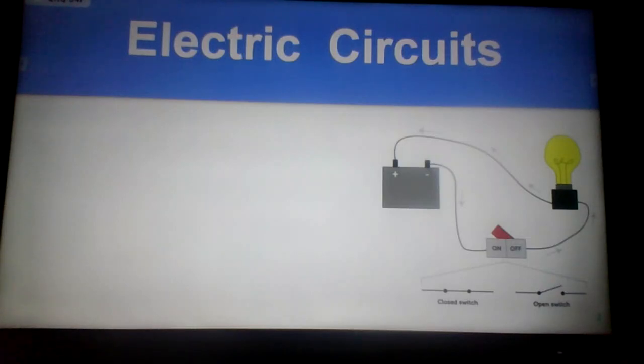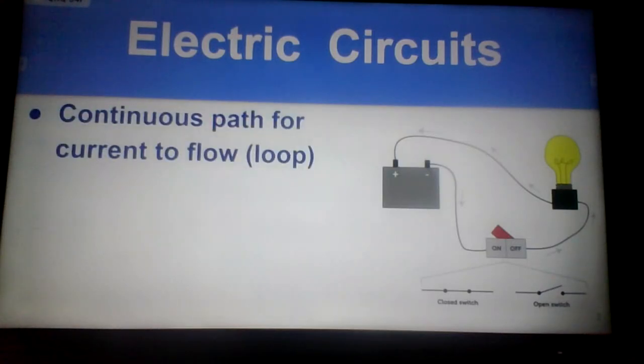Here we go. A continuous path for current to flow. It is a loop, and the electricity will continue around and around and around as long as the circuit isn't broken. So we could turn off the switch, move this over to off, or we can unplug the device, or do anything that breaks the circuit to turn off the electricity.